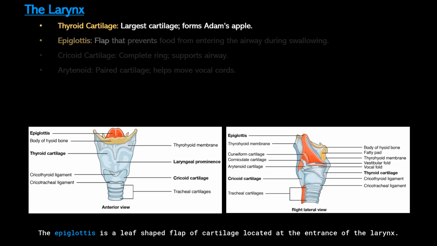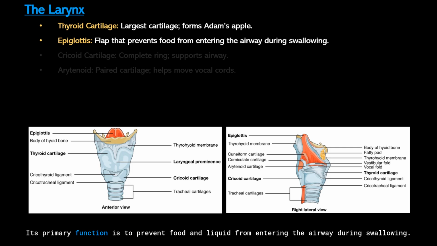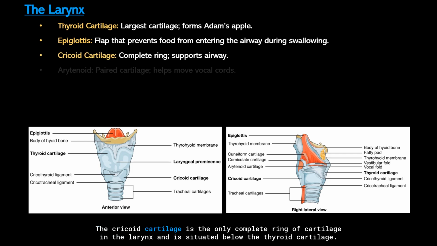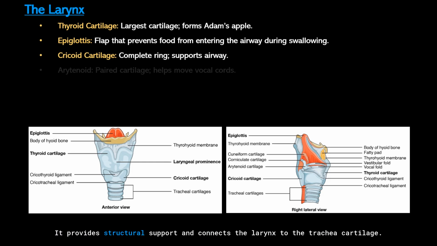The epiglottis is a leaf-shaped flap of cartilage located at the entrance of the larynx. Its primary function is to prevent food and liquid from entering the airway during swallowing. When we swallow, the epiglottis folds down to cover the glottis, directing food and fluids towards the esophagus instead. The cricoid cartilage is the only complete ring of cartilage in the larynx and is situated below the thyroid cartilage. It provides structural support and connects the larynx to the trachea, helping maintain an open airway for respiration.